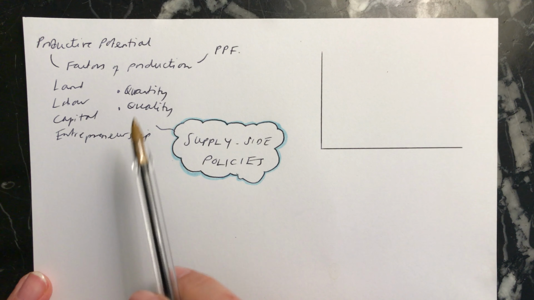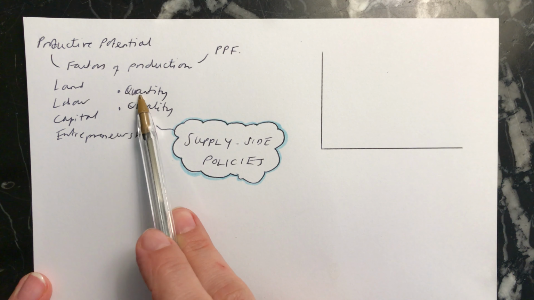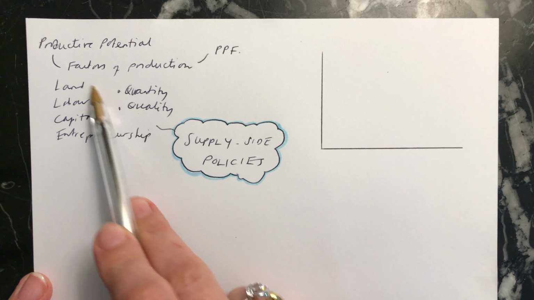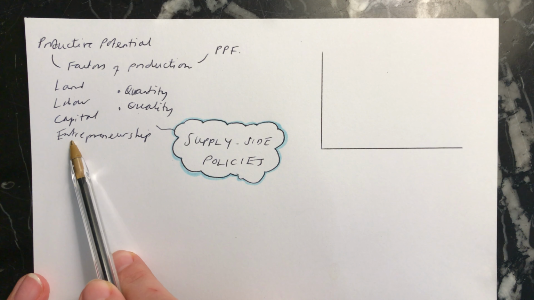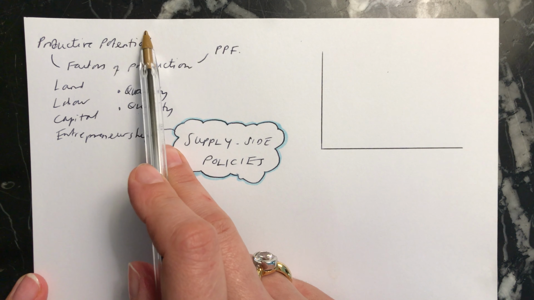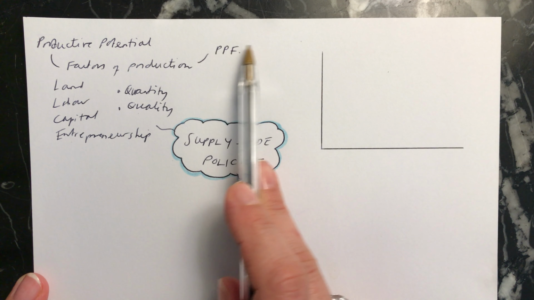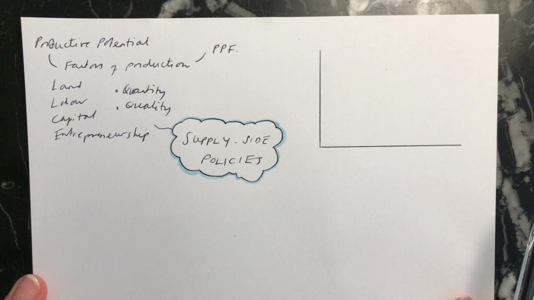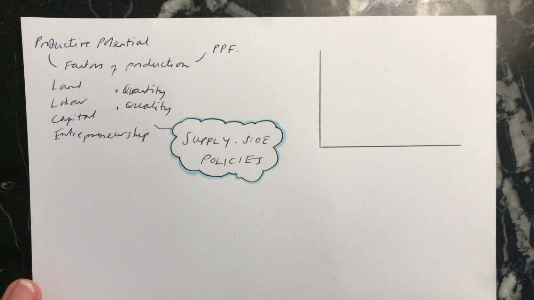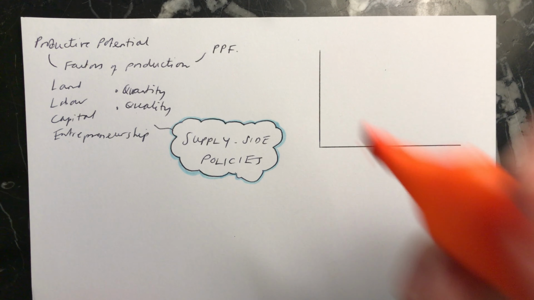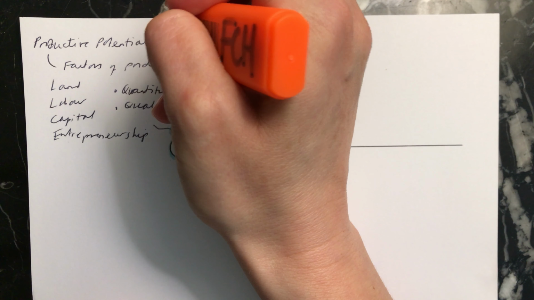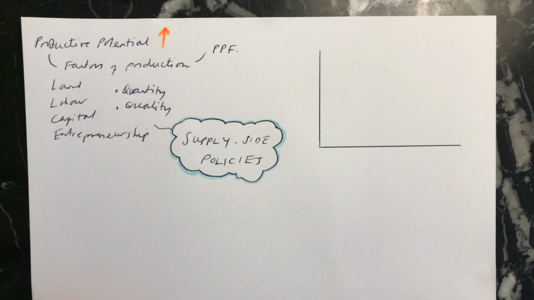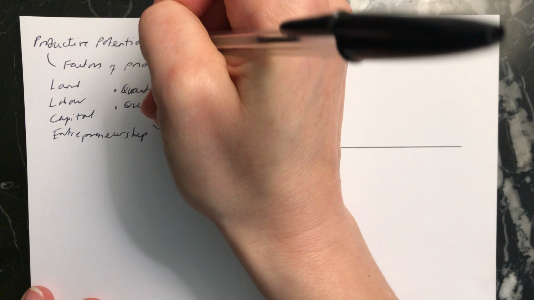And if you can increase the quantity and or the quality of these factors of production within an economy, then your productive potential will go up, and you know that your PPF would shift to the right, it would shift outwards. A supply-side policy aims to do this. It aims to increase your productive potential. That's the main thing that you're trying to do. So if your supply-side policy is successful, you're increasing your productive potential.